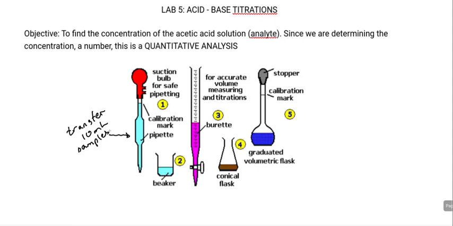into an Erlenmeyer flask. It's also called a conical flask. And that's where the reaction is going to take place. So that's going to be one of the first steps. The Erlenmeyer flask or the conical flask is that piece of glassware there. So what you want to do is measure out exactly 10 milliliters of the sample that you're going to be analyzing.